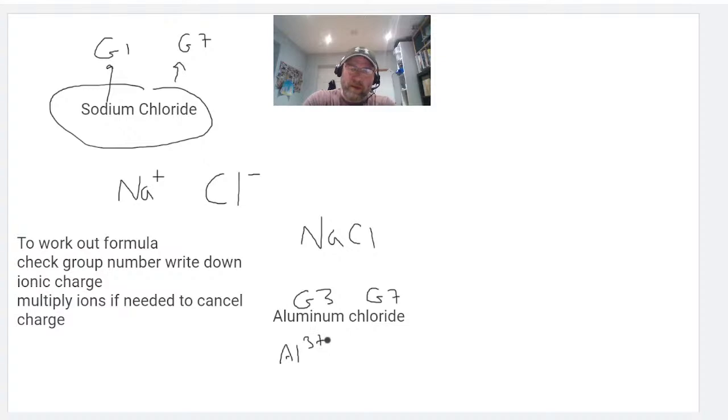The group number tells me how many pluses to add on for the metal. The chlorine is -1. Now some people like to write minus or -1. Some people like to say swap and drop. You just swap the numbers and drop them. So some people like that method.